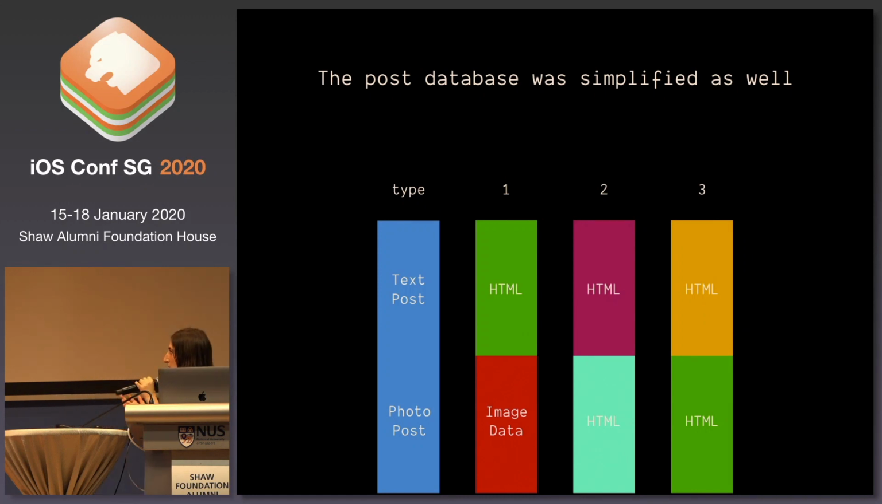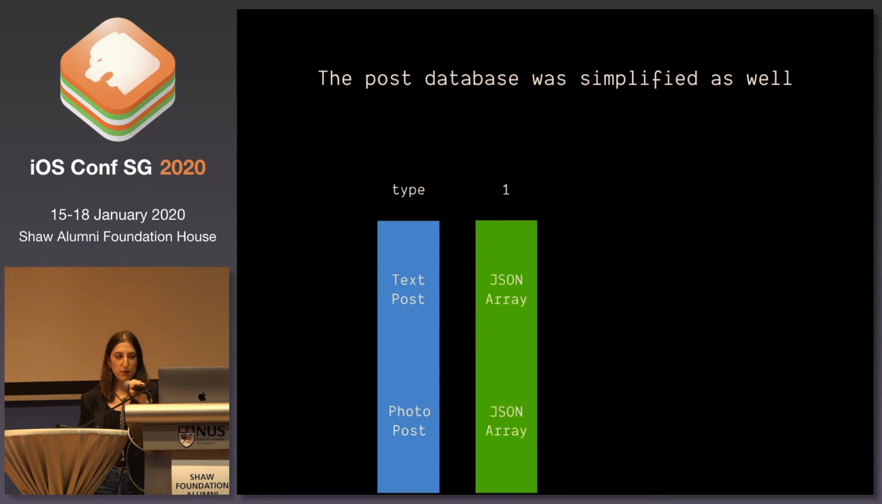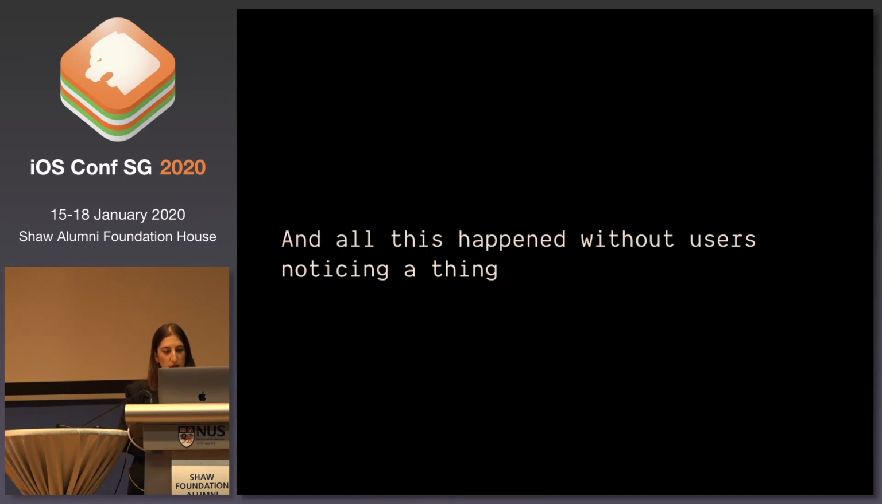So just a reminder of the initial architecture, you have a bunch of columns that have various types of data, and new columns basically can't ever be added. And it became simplified to something like this, where you actually have a single column where each type of content has an array of JSON objects that represent that post data. And all of this happened without users noticing a thing.